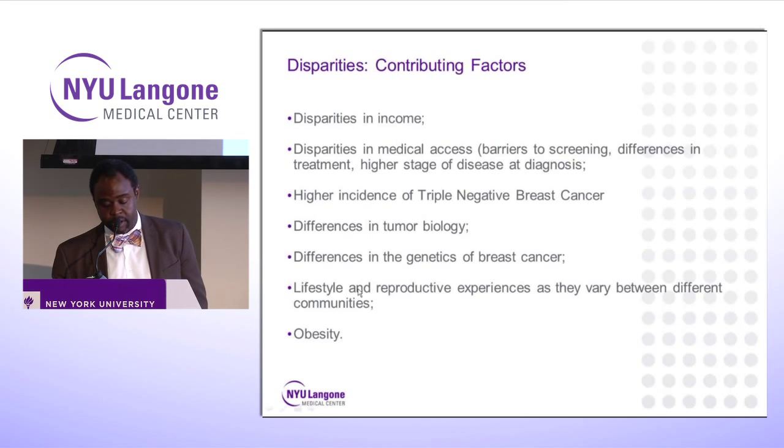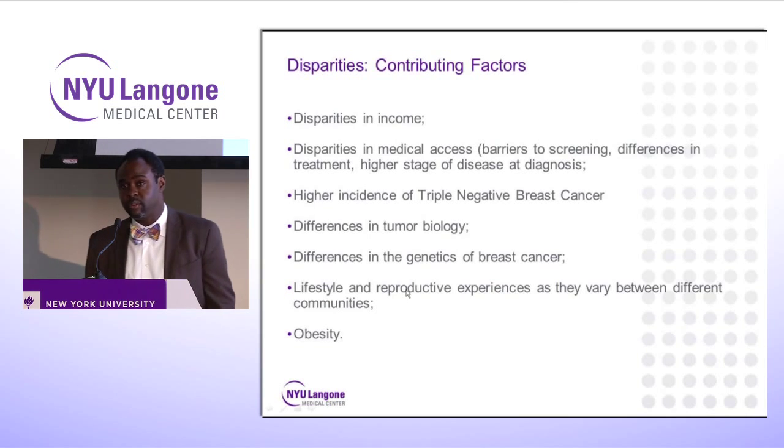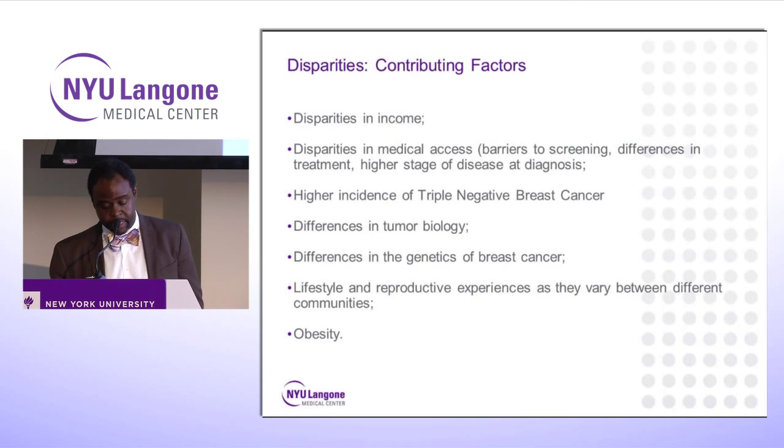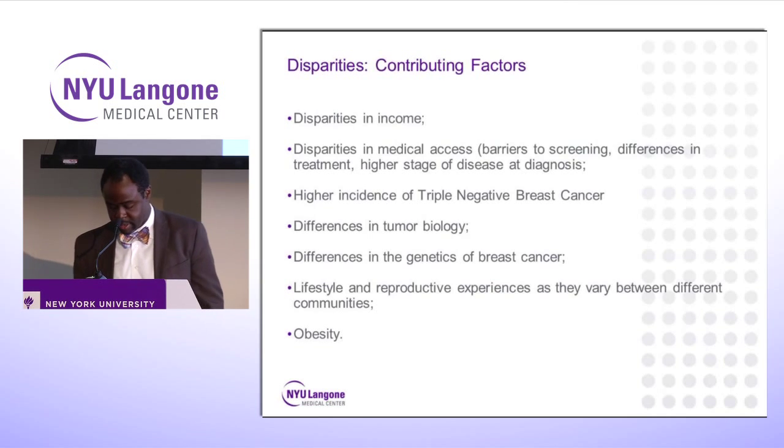Other differences in tumor biology and the genetics of breast cancer that we still have yet to fully understand. There are many risk factors that are associated with breast cancer that involve lifestyle and reproductive history, as well as environmental exposure that may differ according to socioeconomic status. And then we know that obesity is associated with pretty much any cancer, but is associated with breast cancer. And we know that obesity is a major public health problem for everyone in the U.S., but particularly for black women.